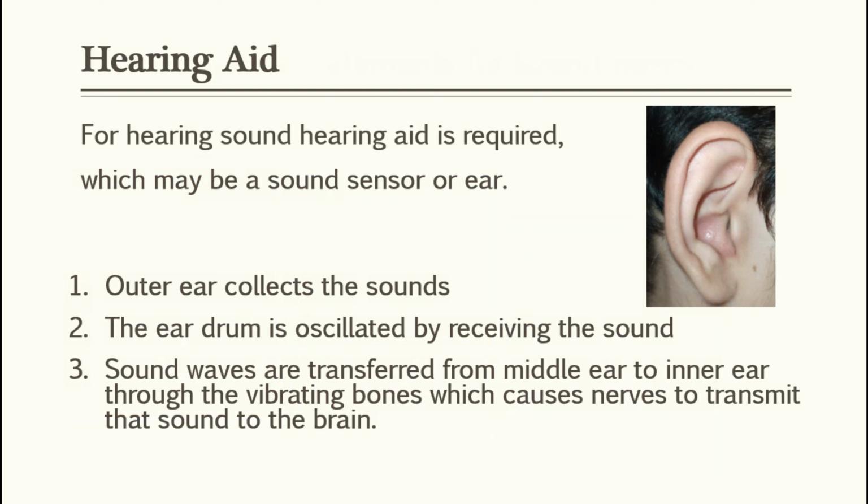Generally, the human ear has three parts: the outer ear, which collects the sounds, and the middle ear, in which there is an eardrum, and the eardrum receives the sound and it oscillates. Sound waves are transferred from the middle ear to the inner ear through the vibrating bones, which causes nerves to transmit the sound to the brain. And in this way, the brain receives the sounds and we interpret them.